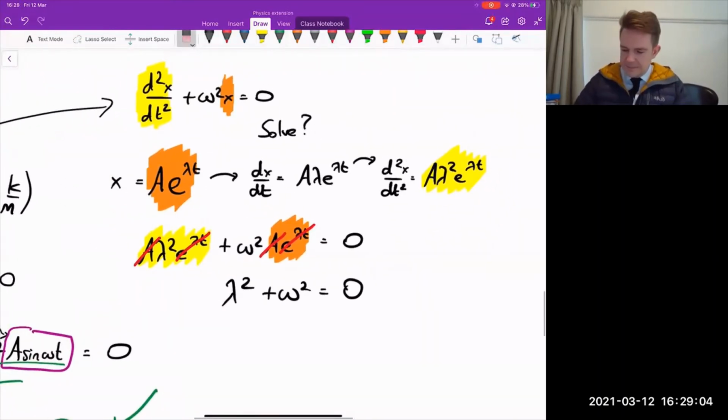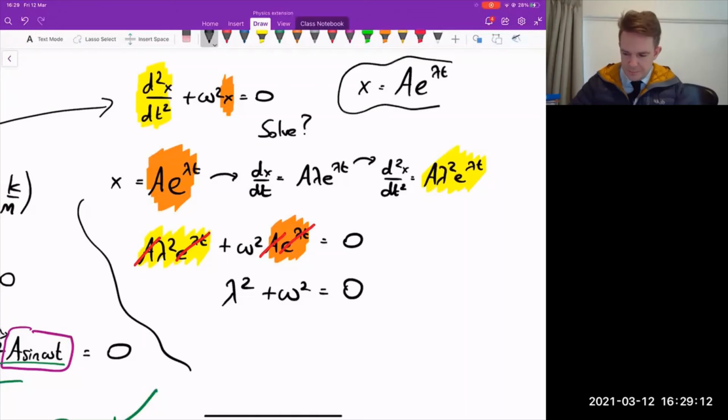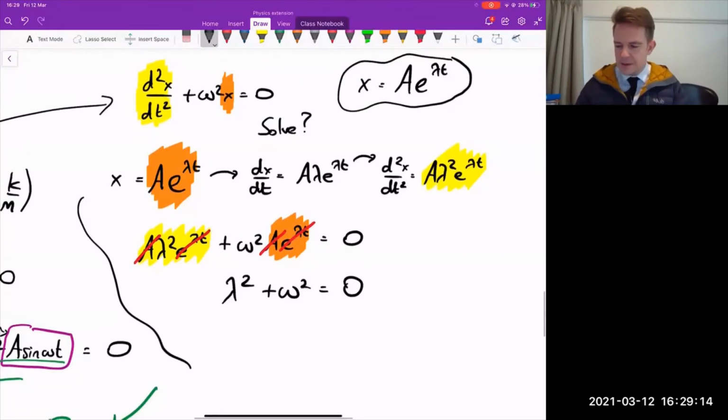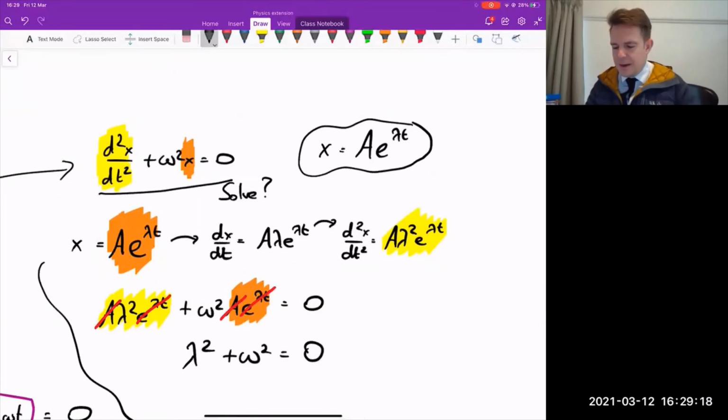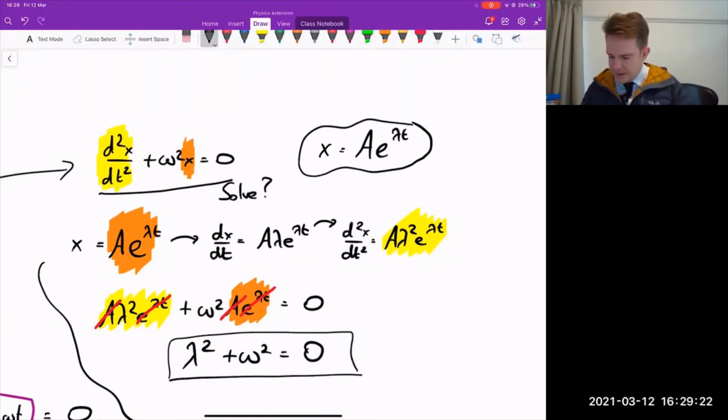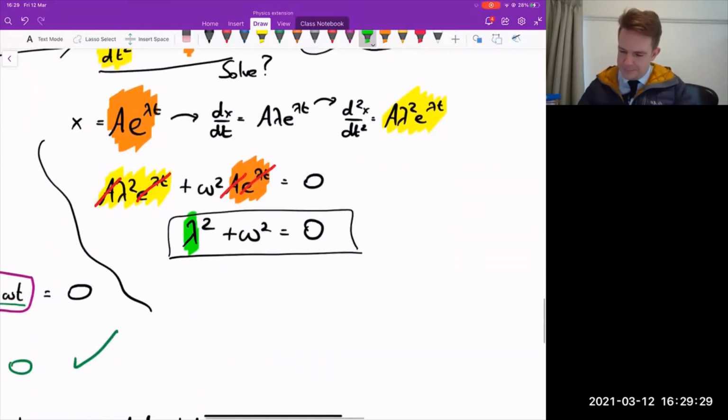So for any second order differential equation, what you do is you start from this function, A e to the lambda t. It just so happens that whatever second order differential equation you have, you will always get some kind of quadratic involving this lambda here, right?